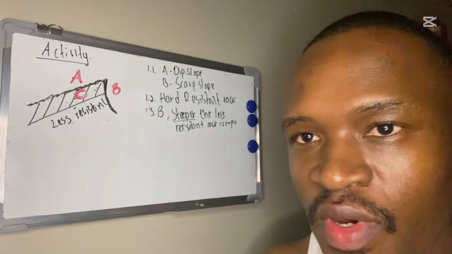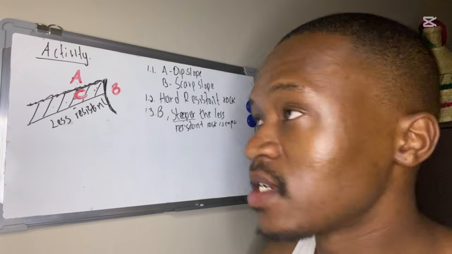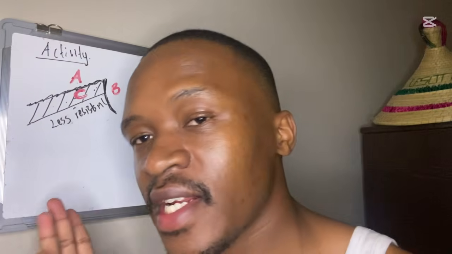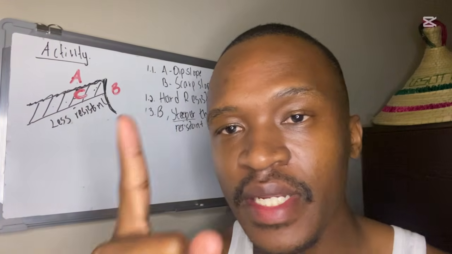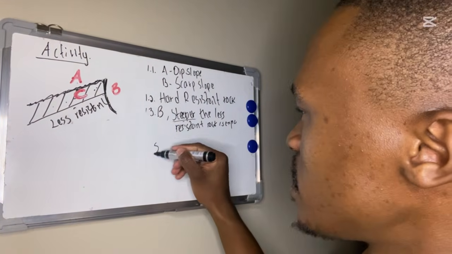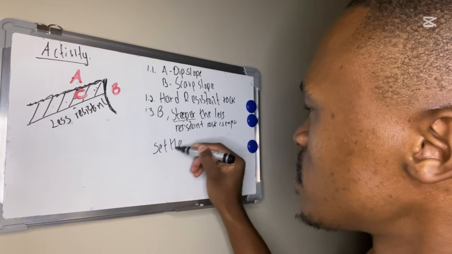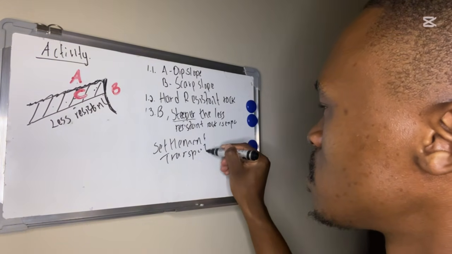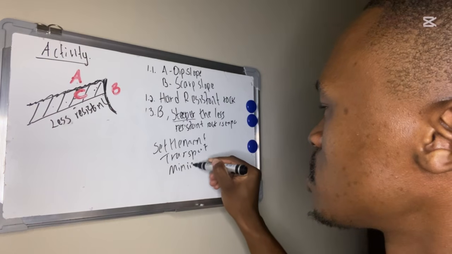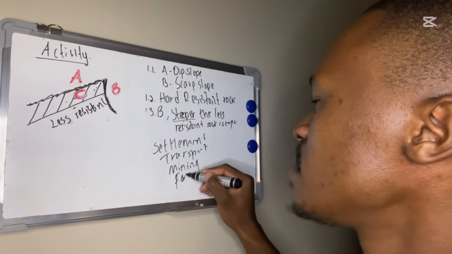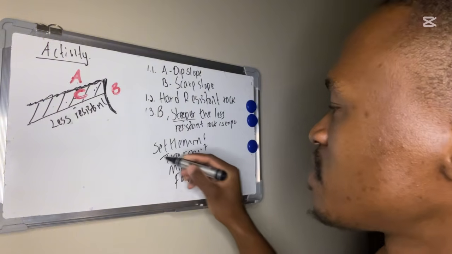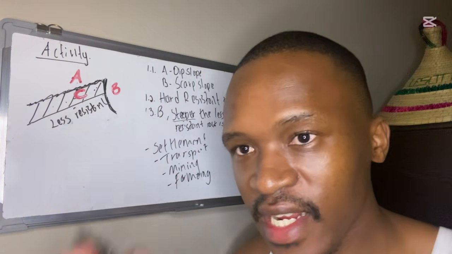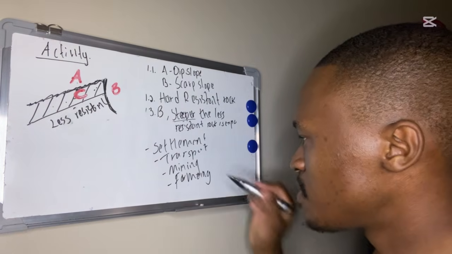Another very interesting question which they asked was the significance of homoclinal ridges to settlement, transport, mining, and farming. What is the significance? It was a paragraph question, on the significance of inclined strata on settlement, transport, mining, and farming.